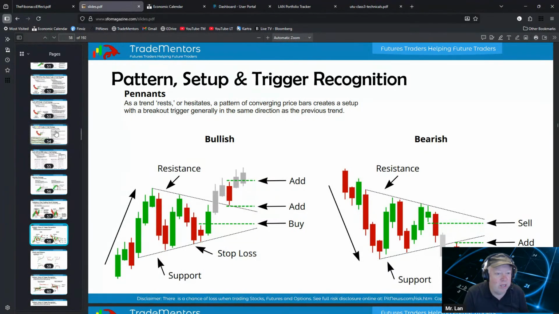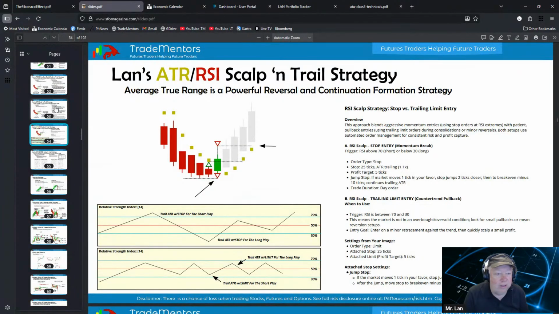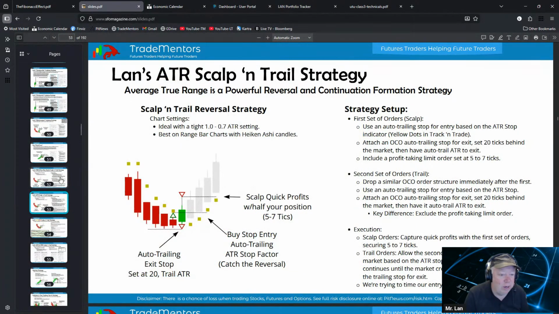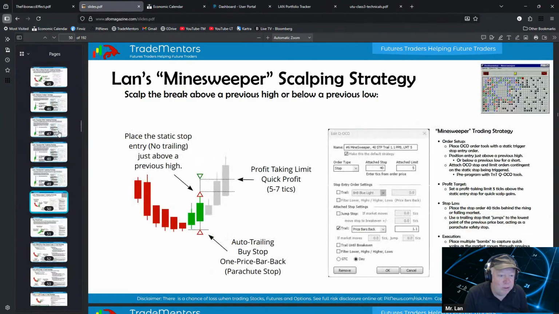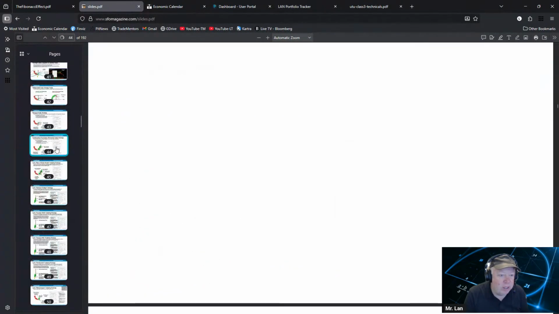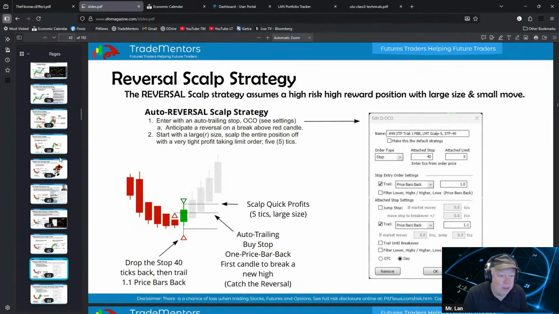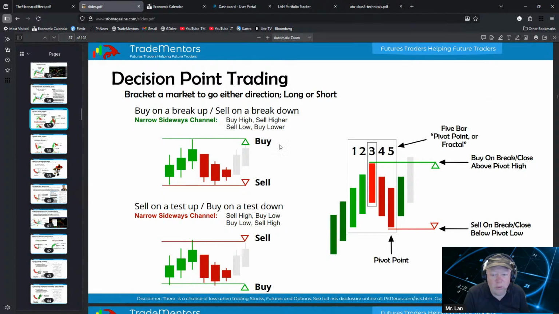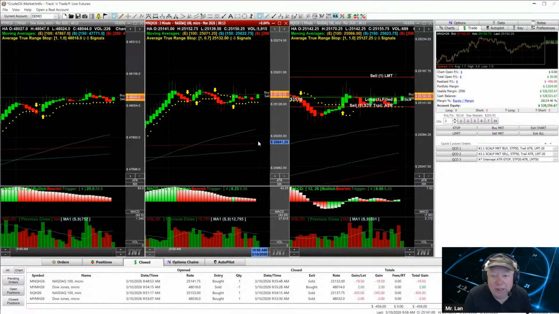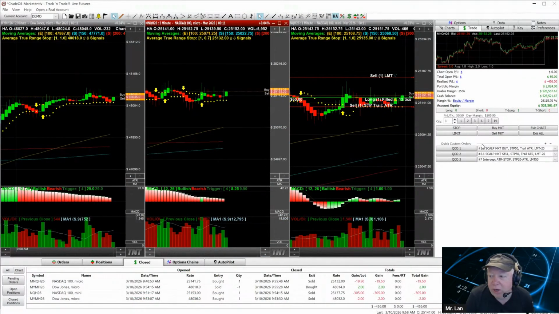I oftentimes talk about how trading the market is like playing football, and this is my playbook. So this is my playbook of strategies, and I've given it to you here. And you got all these little playbooks that you can do based on how these orders work on the screen, how you drop them on the screen. So we're going to come back here, and we're going to show that you can program all these in like this. So I'm going to show you how to do it.